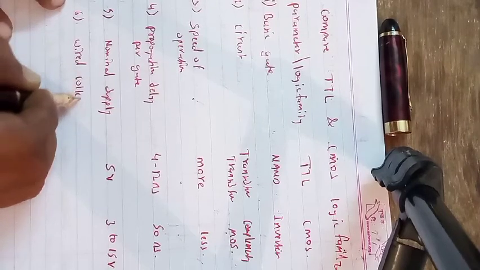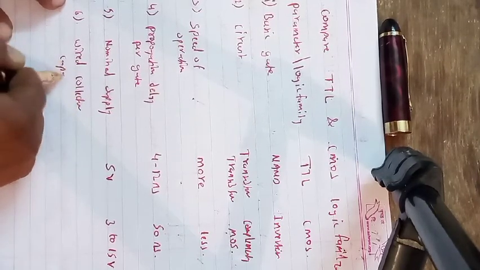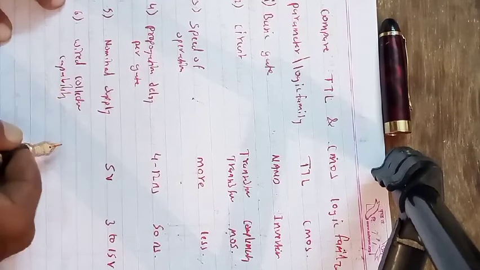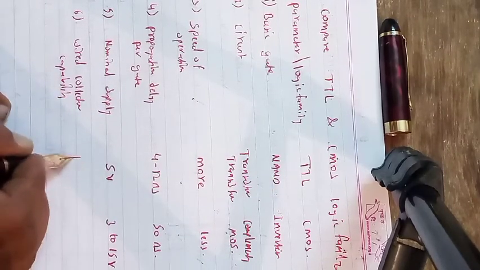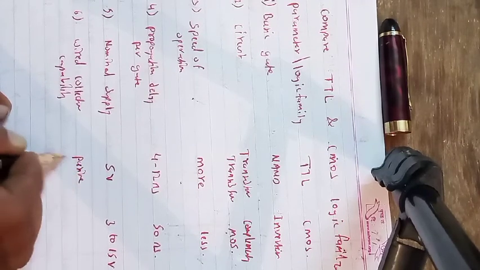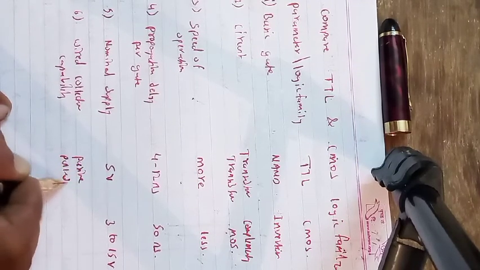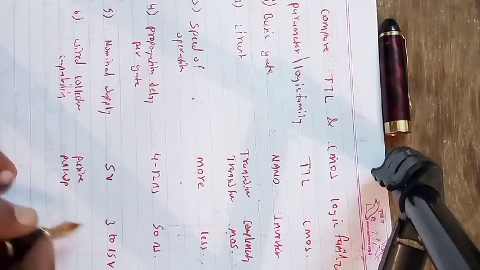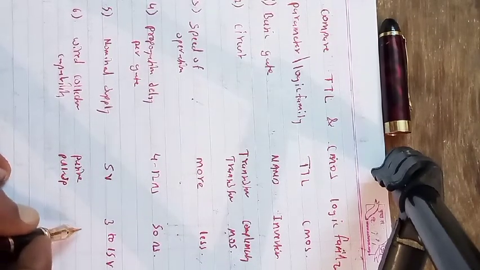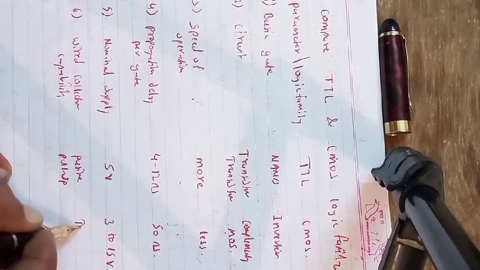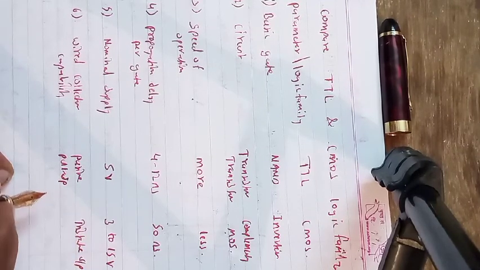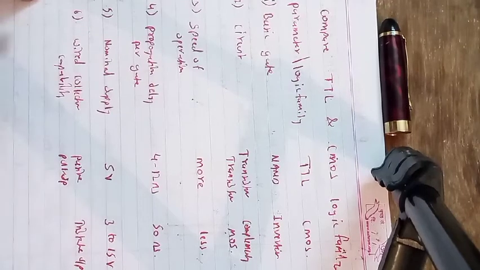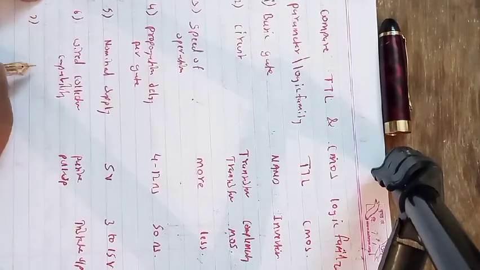Wired collector capability: for TTL it is a passive pull up, and for CMOS it is a tri-state output. Okay, then the seventh part involved is noise immunity.